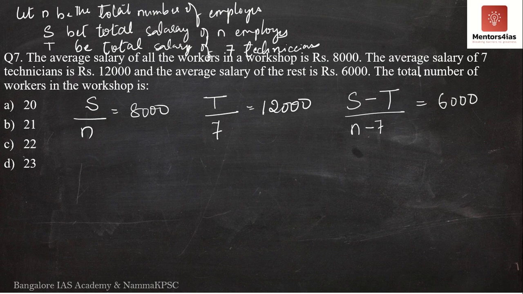Now, what is the question asking for? The question is asking for the total number of workers. That is, we have to determine the value of N. So, if we have to determine the value of N, what we will do is substitute S. We will substitute S as 8,000 N. Similarly, we will substitute T as 12,000 into 7 in this particular relationship over here.